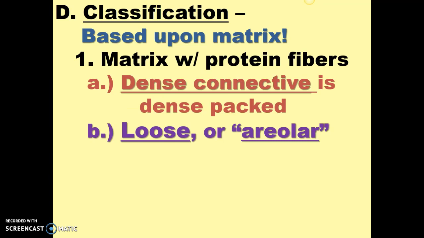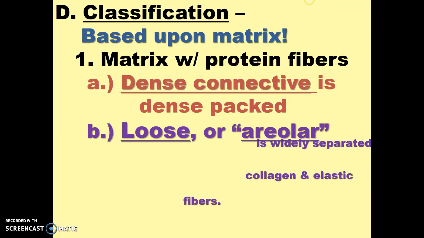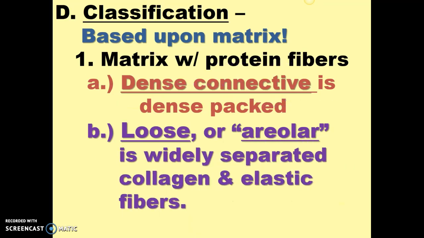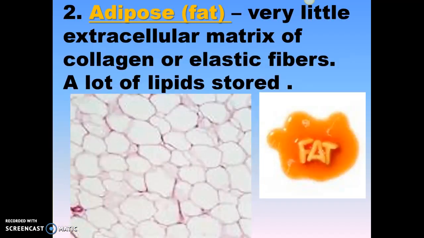Loose or areolar connective tissue is what connects our skin to our muscles. If we had the cats, you'd be able to feel that and see that it's really cottony-like. They are not densely packed; they kind of go everywhere like pickup sticks. Widely separated collagen and elastic fibers that are shaped everywhere like pickup sticks.